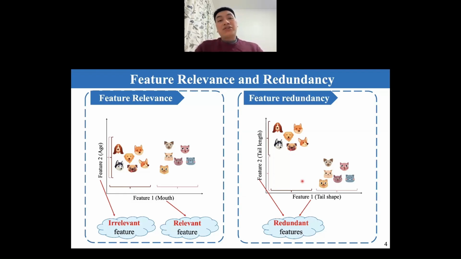So in general, for feature selection, we would like to remove irrelevant features and redundant features and only select relevant features to improve the performance, right?